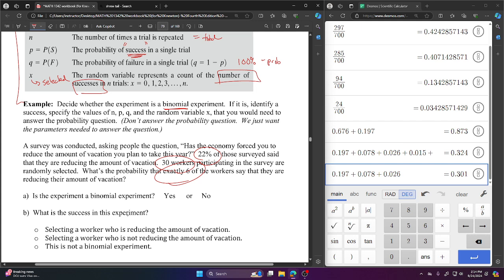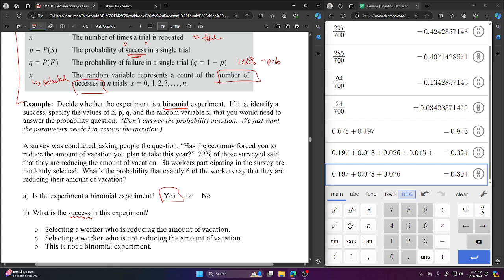So here, I'm going to go through. Is this binomial? What are you going to say? Yes. It says, what is success? And oh man, here we go. This is the subjective part. They're asking, did the economy force you to reduce the amount of vacation? That was the question. That's success. It's successful to somehow lose vacation.